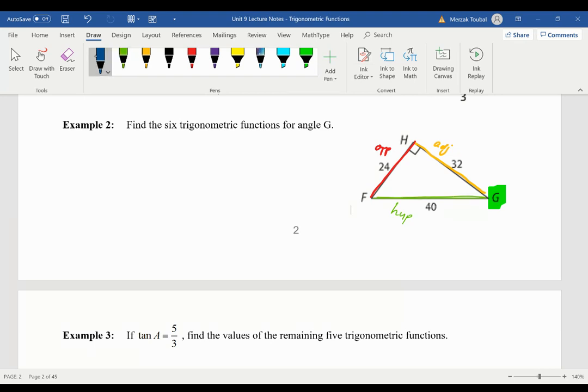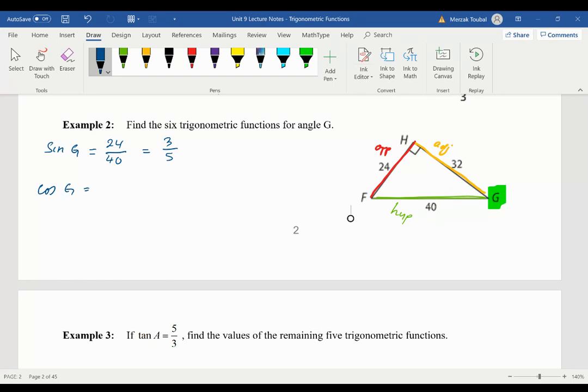So let's start with sine. Sine of angle G is opposite, which is 24, over hypotenuse, which is 40. We can simplify this. 24 is divisible by 8, and 40 is also divisible by 8, so 3 over 5 is the answer. Then next one we do cosine of angle G.